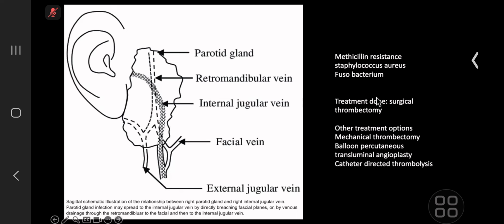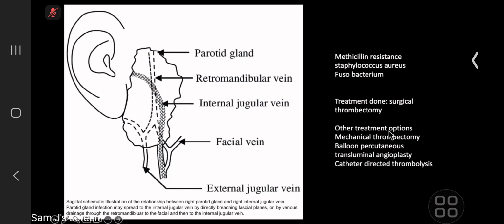So in our case, the thrombus was quite large, and there was quite a large abscess which was drained. They eventually did a surgical thrombectomy, including removal of the part of the internal jugular vein which was completely thrombosed. These thrombosed cases may not respond well to anticoagulants. So remember these two important causative agents, mostly Staphylococcus aureus. This patient also had a methicillin-resistant strain, and both grew in the culture. Fusobacterium was also present.